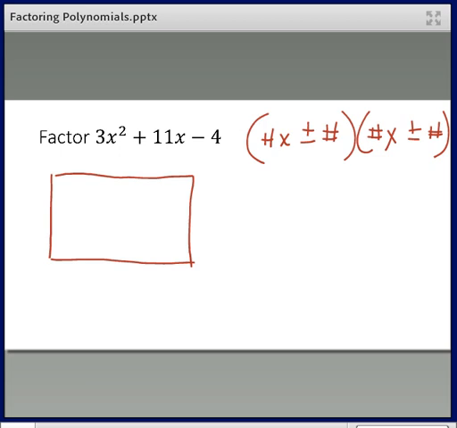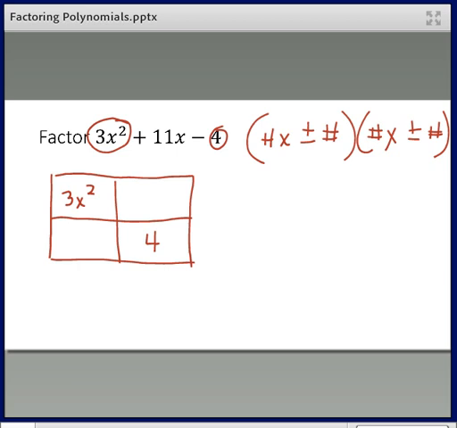Some people like to guess and check. I like to use this box. And here's how you use the box. So this goes in the first box, always in that box. This, without the sign, I should have just circled the 4. Let me go back and do that. This goes here. Now here is where I do my guess and check.